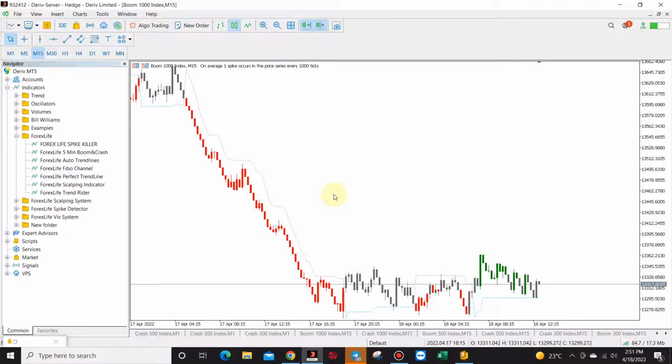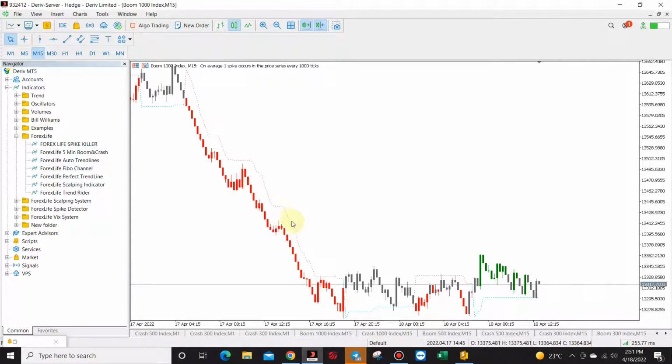So we can see that we have red candles indicating a downtrend. We have grayish blackish candles over here, which means we do not enter the market at this point, and we have green candles to indicate an uptrend.